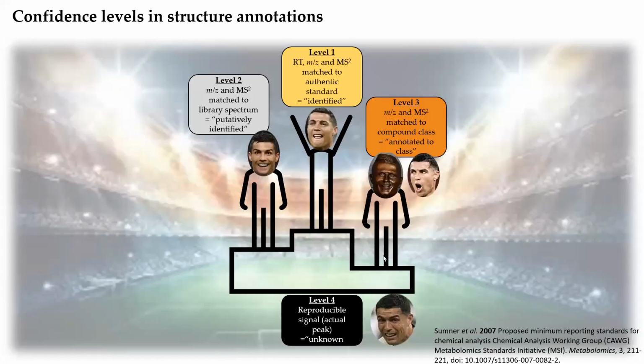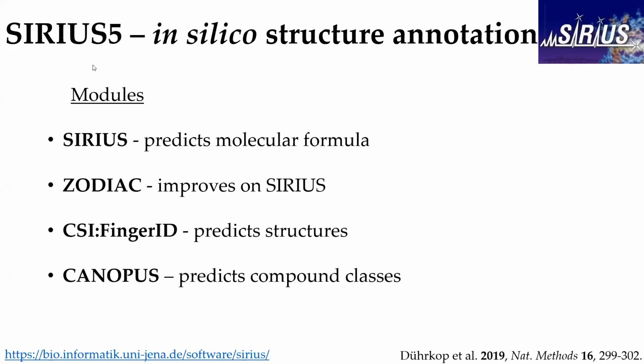Okay, and then we want to dig. We have a lot of level 4 data so far. Some we dereplicated to level 2 using GNPS, some we had the authentic standards. Now we want to get more of the level 4 signals into level 3 annotations. So how we do this is we use SIRIUS 5. SIRIUS 5 is an in silico tool set consisting of 4 modules, and they're mainly concerned with predicting the molecular formula based on MS1 and MS2 spectra, and then predicting structures as well as predicting compound classes.